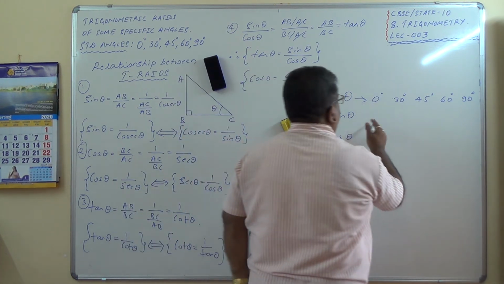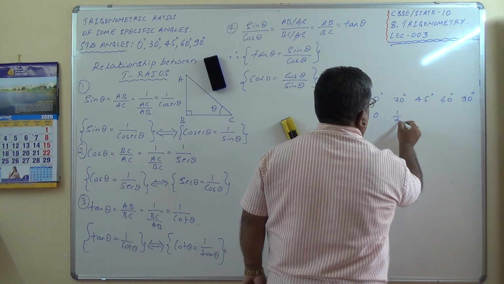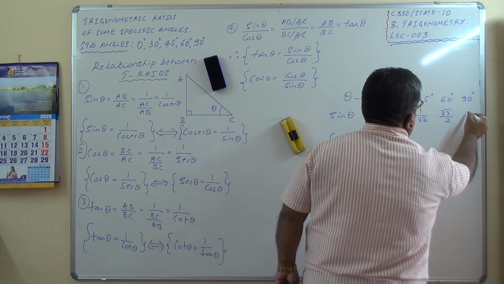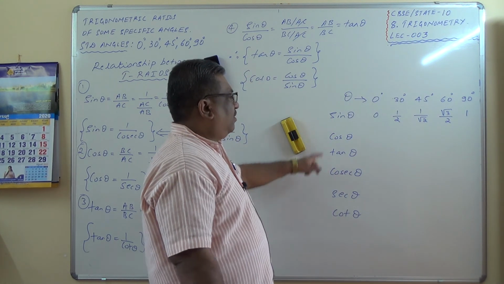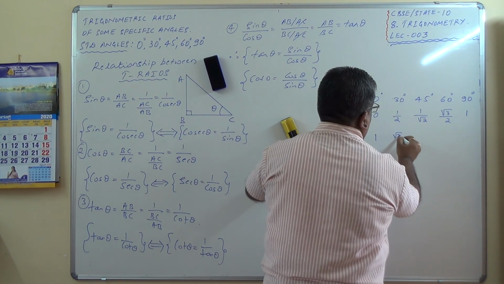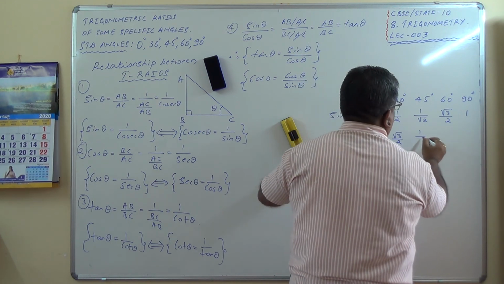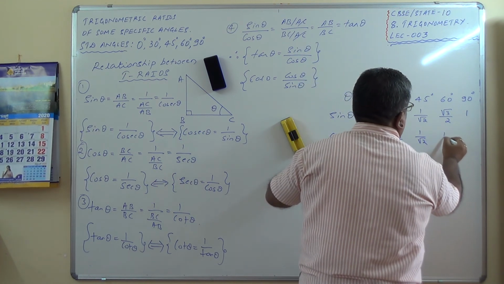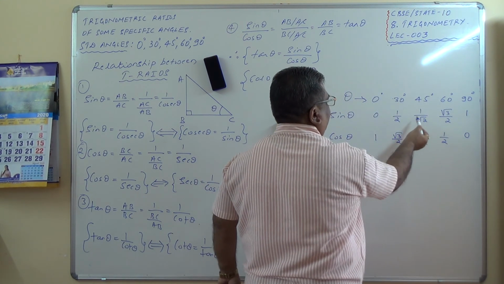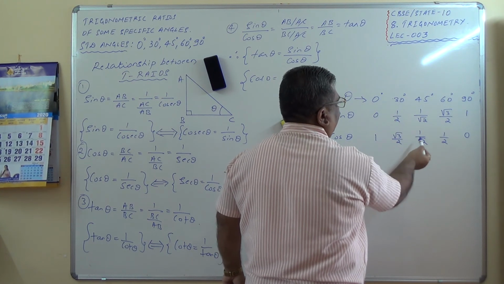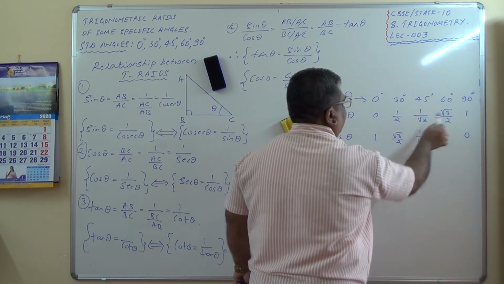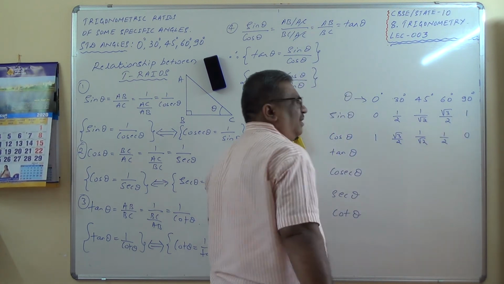So we know already sin 0 is 0, sin 30 is 1 by 2, sin 45 is 1 by root 2, sin 60 is root 3 by 2 and sin 90 is 1. For cos, reverse it. Cos 0 is 1, cos 30 is root 3 by 2 and cos 45 is same 1 by root 2, then 1 by 2 and 0. So first I wrote the known values, then for cos I reversed this one, interchanged, reversed.